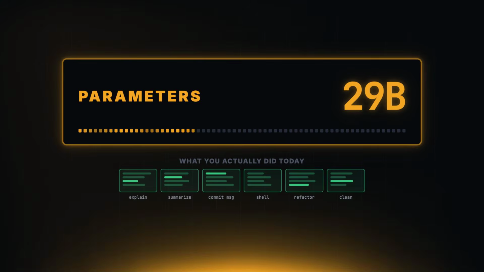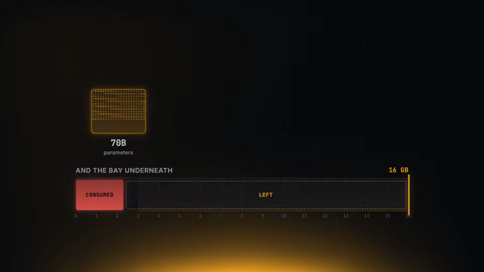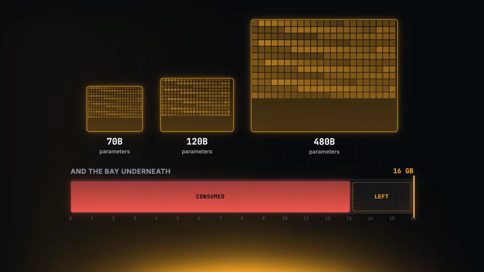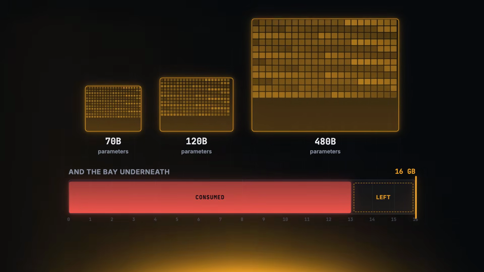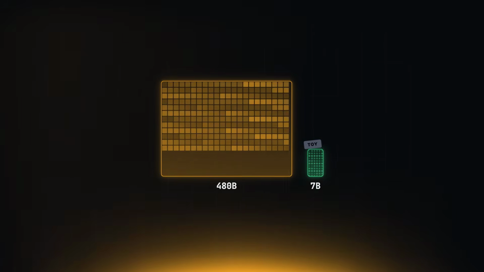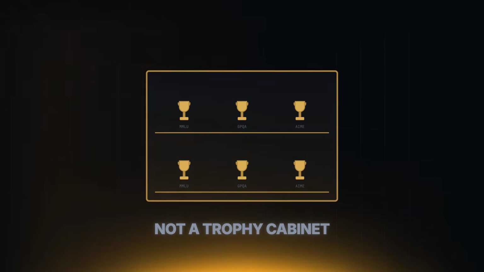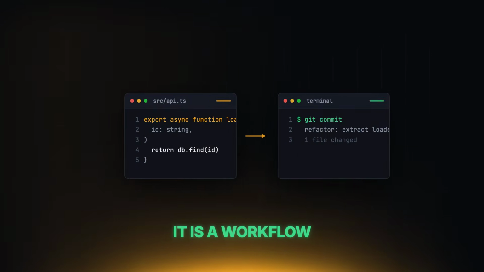The first mistake is treating model size like a scoreboard. Someone sees a 70 billion parameter model, then a 120 billion parameter model, then a 480 billion parameter model. And suddenly a 7 billion model feels like a toy. That is nonsense. Model size matters, of course it matters, but local AI is not a benchmark trophy cabinet.